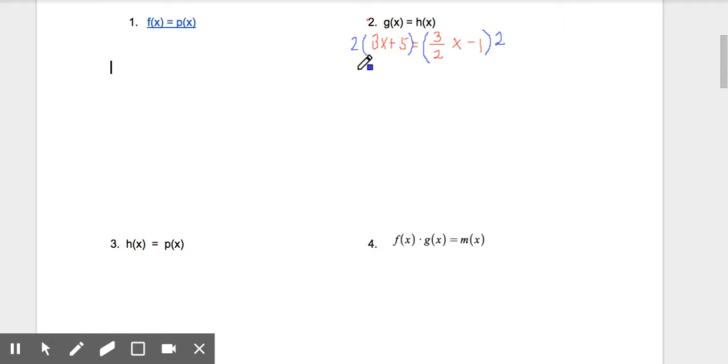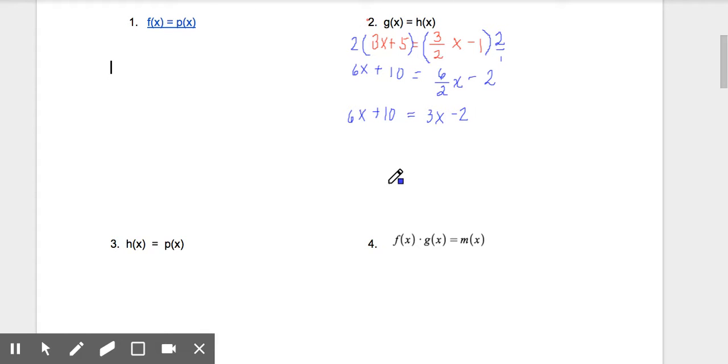So let's multiply here. 2 times 3x is equal to 6x plus 2 times 5 is 10 equals, we can put a 1 underneath, and then we'll have 2 times 3 is equal to 6 over 1 times 2 is equal to 2, x in here, and then minus 2 times 1 is 2. Then I will clean it up a bit. I'll have 6x plus 10 equals 6 over 2 is 3x minus 2.